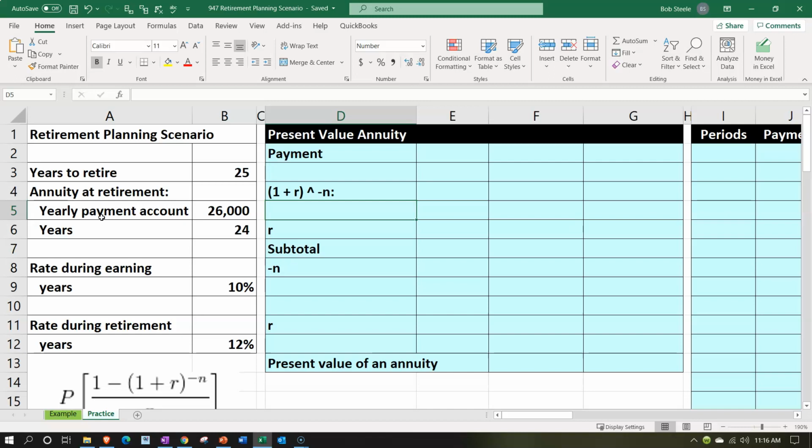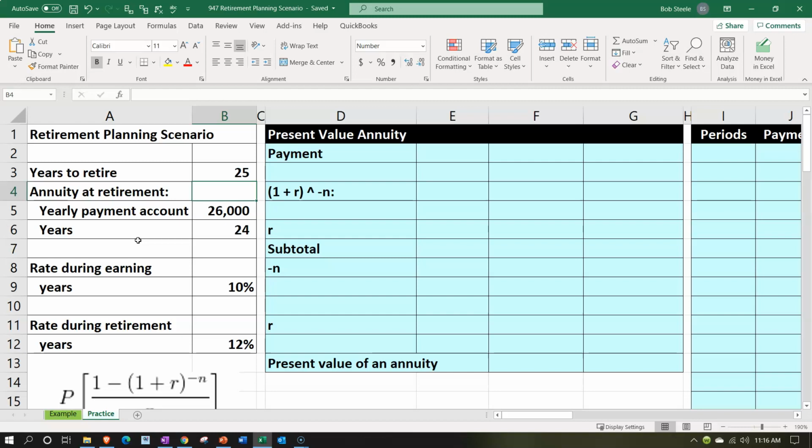So this is a standard scenario that we might have in a retirement planning type of situation. We're going to imagine that the years that we have to retire are 25, and we're going to be saving up for that point in time of retirement. Annuity at retirement is what we would like to set up. So once we're at retirement, we're planning for and projecting an annuity of $26,000 for 24 years. So we'd like to have an annuity that we would get at retirement 25 years from today, which would last another 24 years and pay us $26,000 each year.